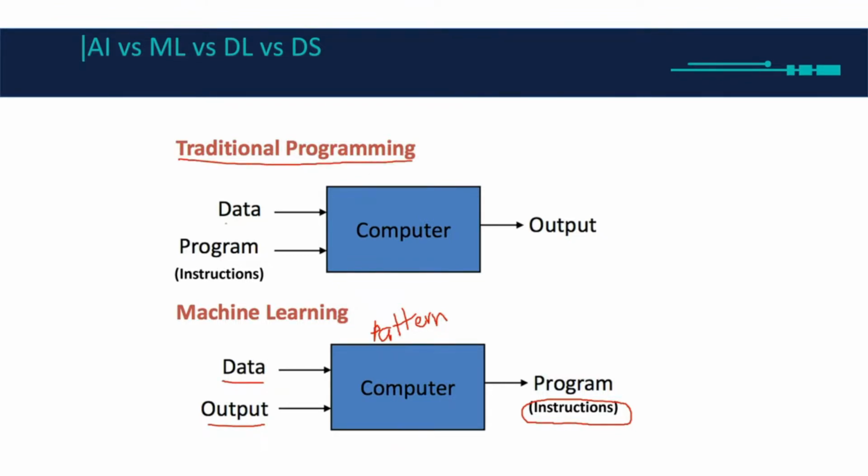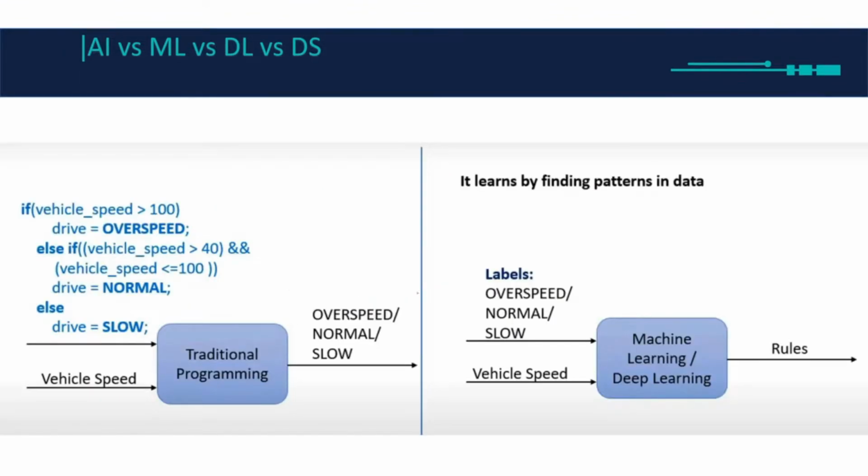In traditional programming, I give the data and I write the instructions, which is if and loop and all this stuff in programming, and the computer compiles it and gives me the output. But in machine learning, I'm the one giving the data, but instead of writing the instructions, I give the output, and from that output and the data, the machine learning finds a pattern in it and gives me the instructions. You'd be like, how? Okay, let's go to the next slide here.